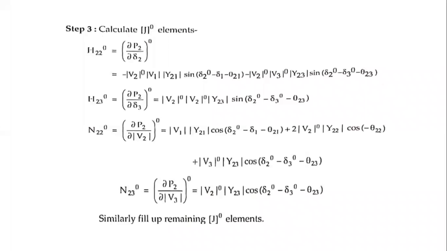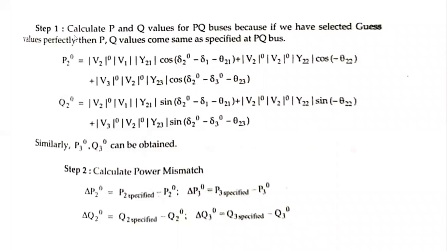Next, coming to step 1: calculate P and Q values for the PQ buses. We calculate the P and Q values for the PQ buses because if the guess values were selected perfectly, the P and Q values would come out the same as the specified values. This is the fixed formula for P2 and Q2.